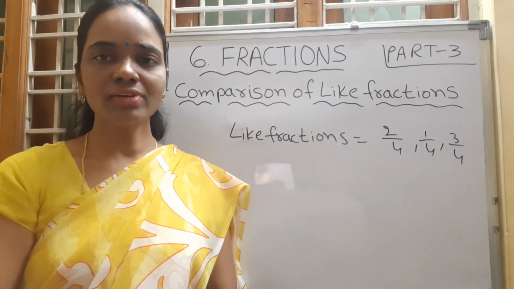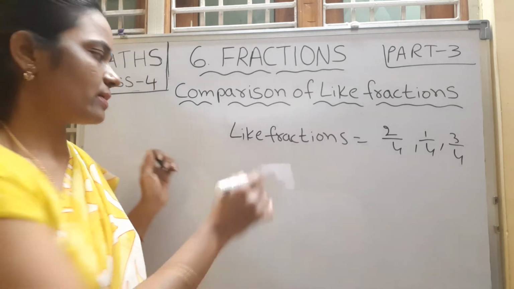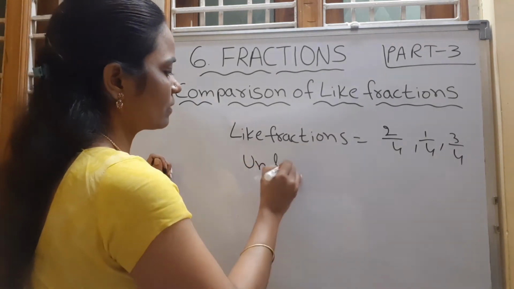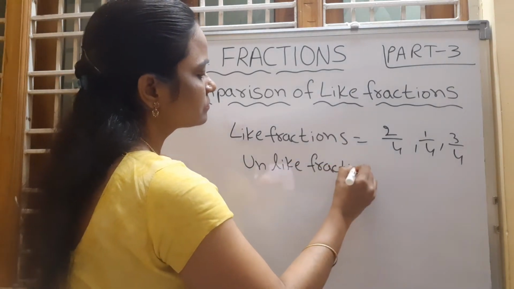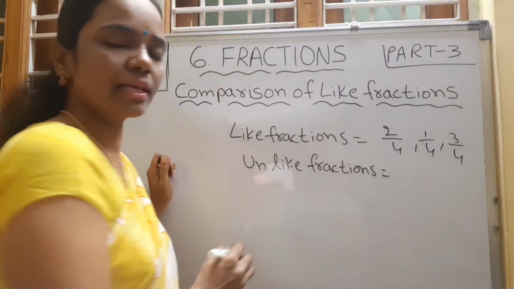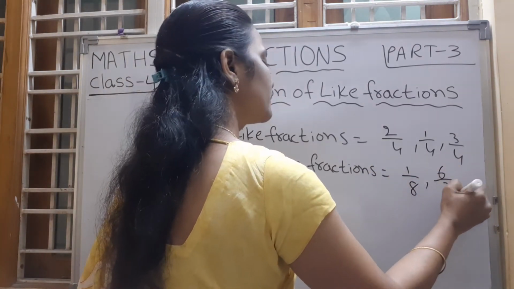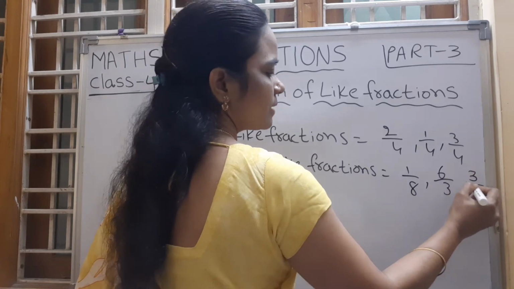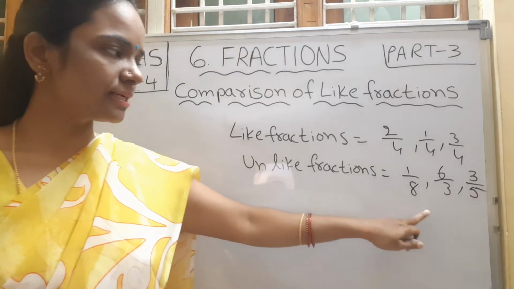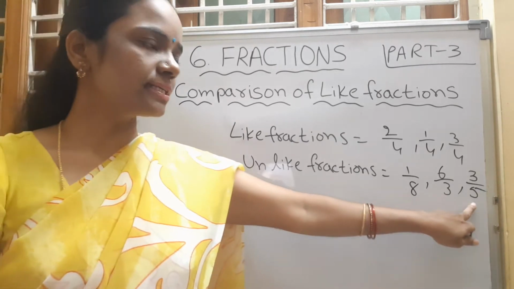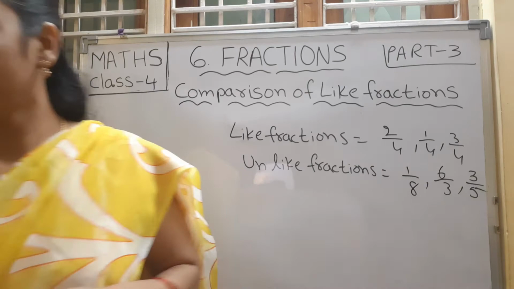Then what are unlike fractions? Fractions with different denominators are called unlike fractions. Unlike fractions are 1 by 8, 6 by 3, 3 by 5, like that. So here the denominators are different. So these are unlike fractions.